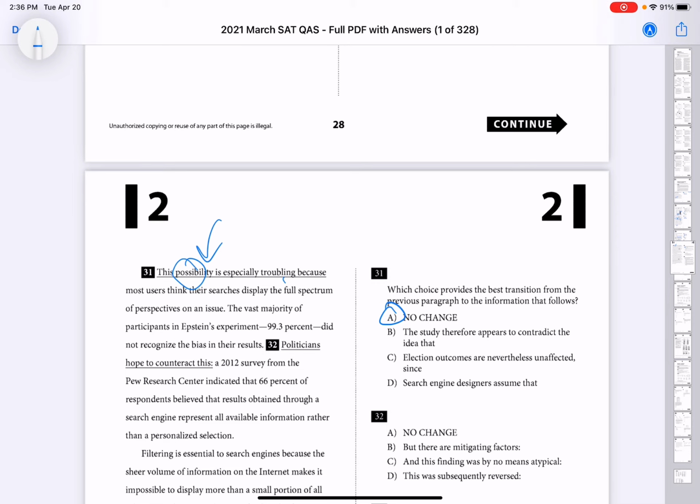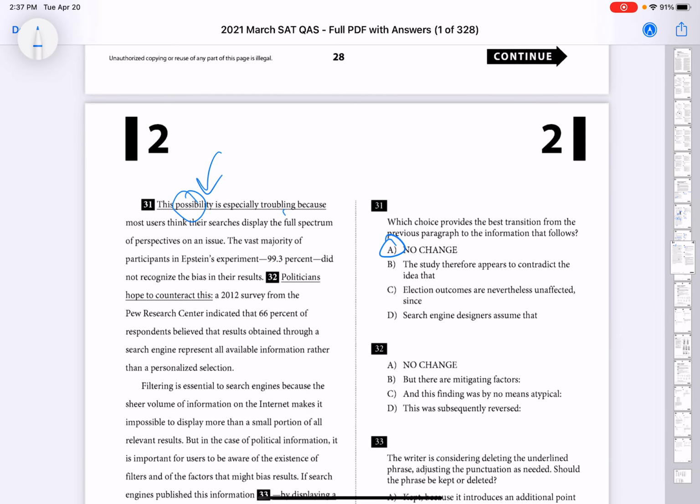"The vast majority of participants in Epstein's experiment, 99.3%, did not recognize the bias in their results. Politicians hope to counteract this." Let's see. "But there are mitigating factors, and this finding was by no means atypical." I think they're trying to say that this finding was by no means atypical. They're trying to say that this finding is not special. Because again, look what happens next.